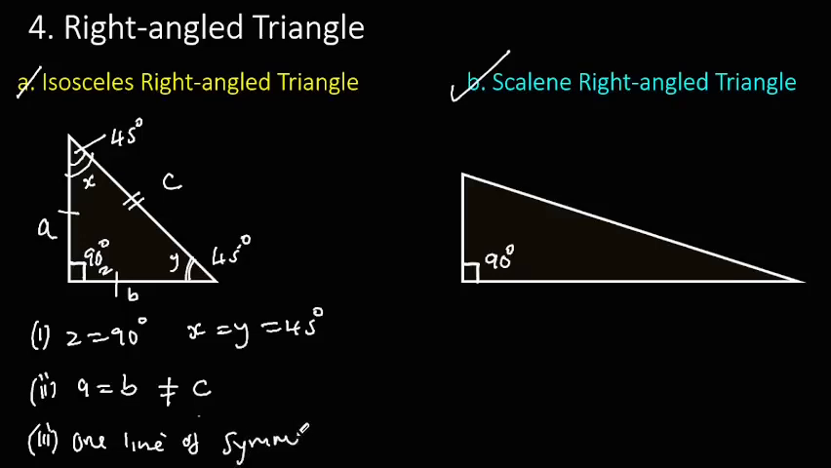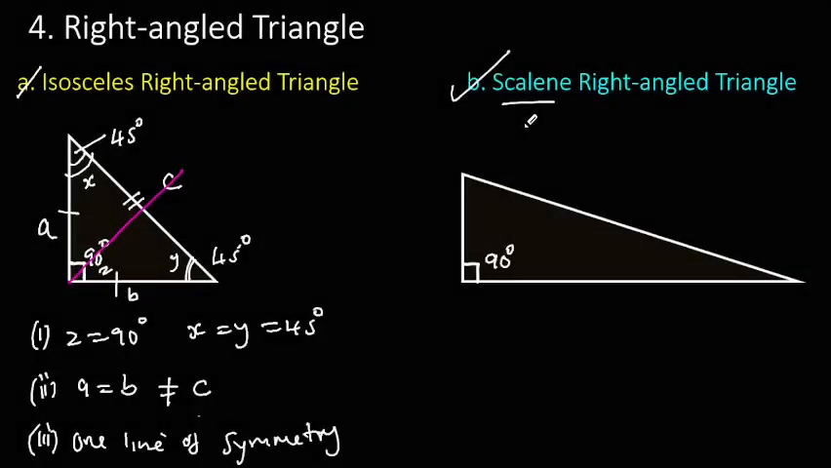That is, you can only divide it through one single line to form two identical parts. And that is through the angle of 90 to cut it into identical parts. This part should be equal to these parts. Let us look at the second type of right angle triangle, which is a scalene right angle triangle.